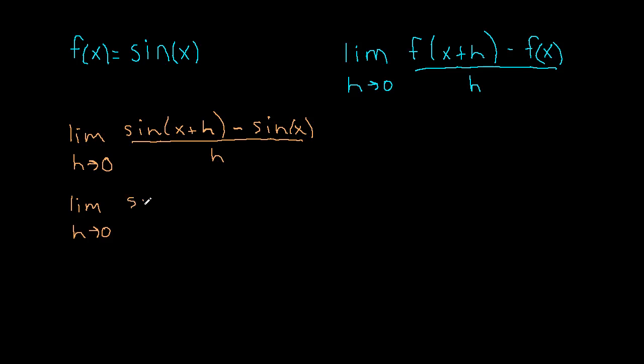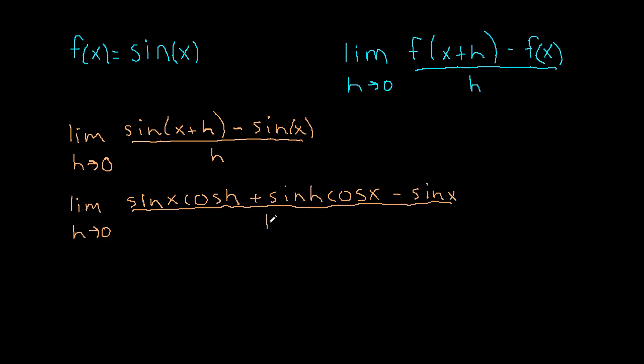I'm going to use an identity from trigonometry and expand the sine of x plus h, and that expands to the following. This is just a sum formula from a first-year trigonometry course. Maybe you learned it last year in pre-calculus. And then minus, don't forget this, minus the sine of x, all over h.